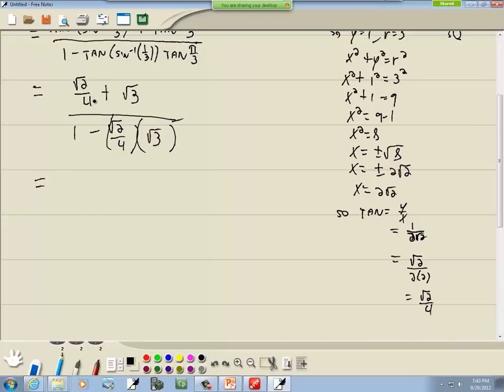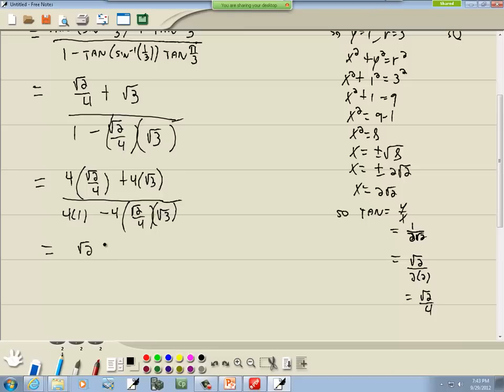Well, I can multiply everything by 4 to get rid of the fractions inside here. So 4 times square root of 2 over 4, 4 times the square root of 3, 4 times 1 minus 4 times square root of 2 over 4 square root of 3. So that gives us square root of 2 plus 4 square root of 3. This gives us 4, and those 4's cancel, minus square root of 2 times square root of 3 gives us square root of 6.